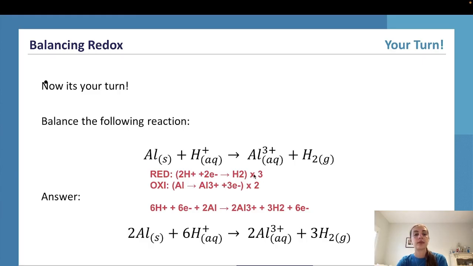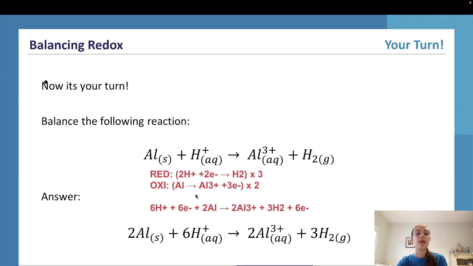And so with our reduction reaction and our oxidation reaction, we need to find a lowest common multiple. That's going to be 6. So we need to times the reduction reaction by 3 and the oxidation reaction by 2. That's going to give us 6H plus 6 electrons makes 3H2. And then over here for the oxidation, it's going to give us 2 aluminium makes 2 aluminium 3 plus plus 6 electrons.